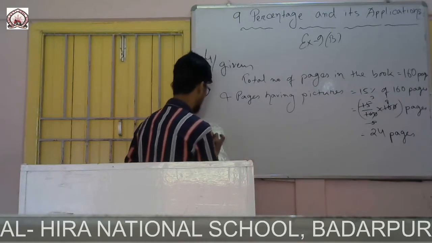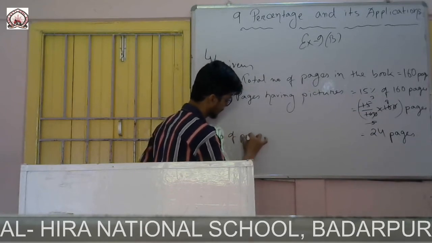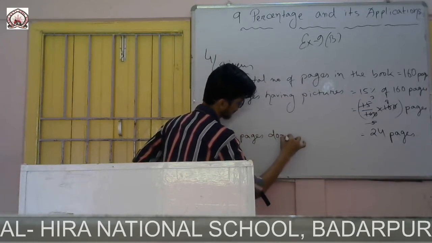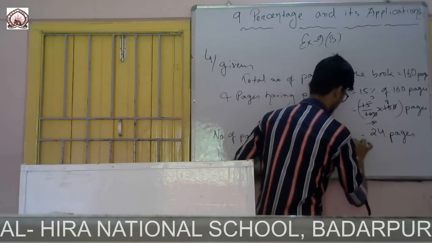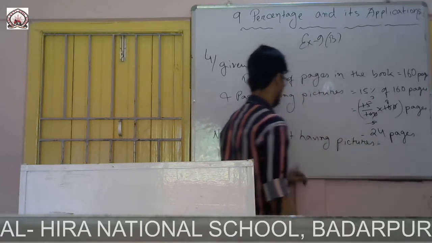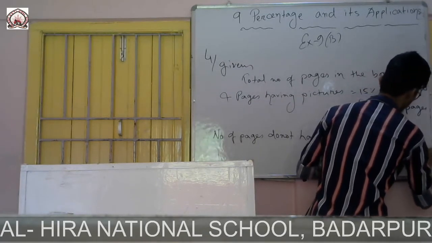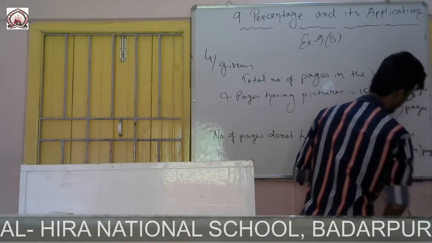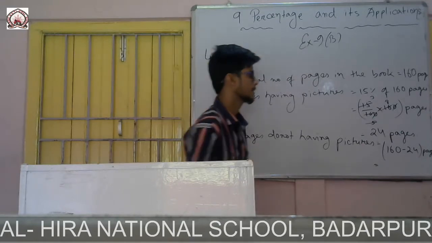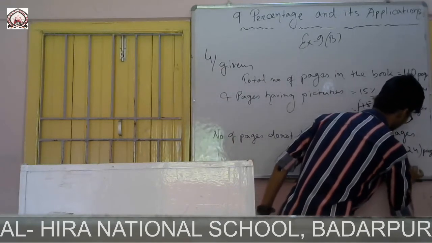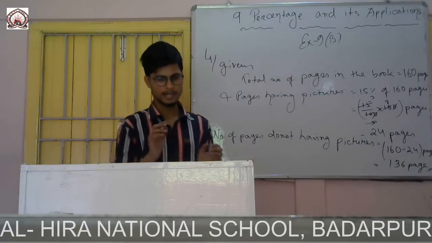So now I can find how many pages are left. The number of pages that do not have pictures is the total pages. Total pages how much? 160 minus 24. So 160 minus 24, from 160 it will be 140, 140 minus 4, it is 136 pages. The answer is 136 pages do not have pictures in them.